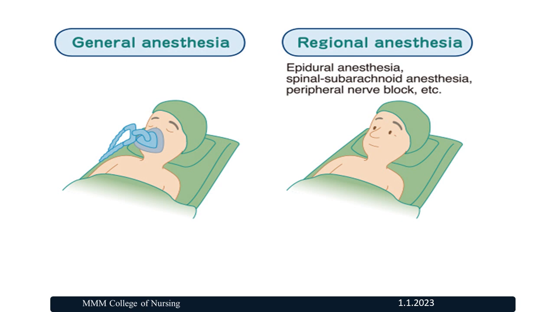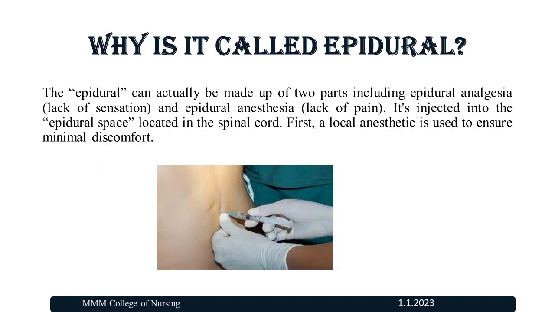This is the general anesthesia and regional anesthesia structure, where in general anesthesia the patient is fully unconscious. In regional anesthesia, there are different types: epidural, spinal subarachnoid, and peripheral nerve block. The epidural can actually be made up of two parts, including epidural anesthesia, which is a lack of sensation, and epidural analgesia, which is a lack of pain. It's injected into the epidural space located in the spinal cord. First, the local anesthetic is used to ensure minimal discomfort.